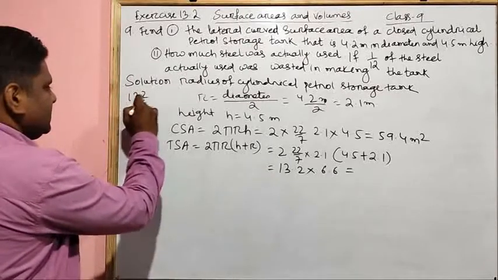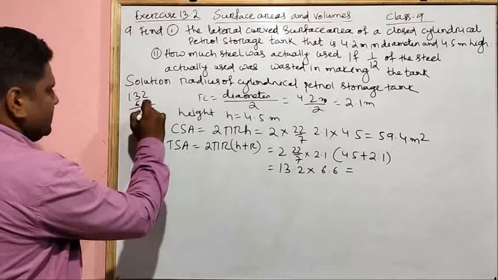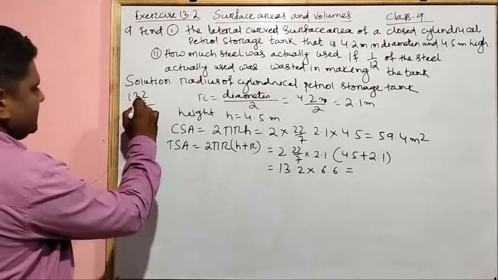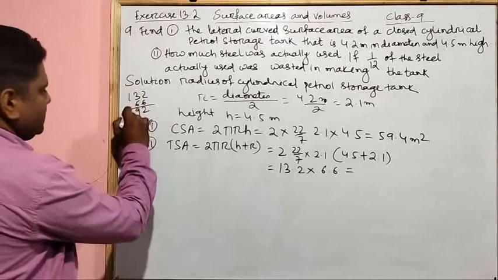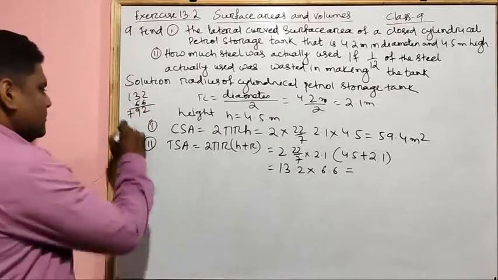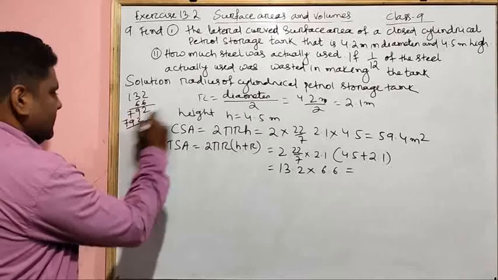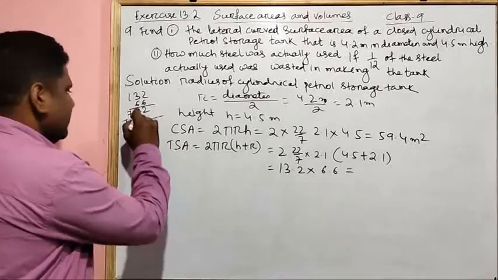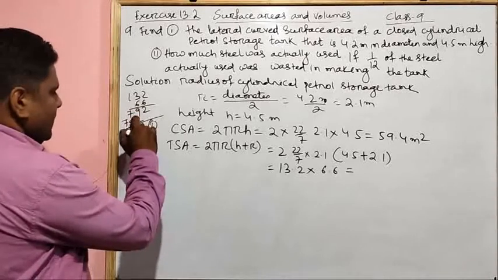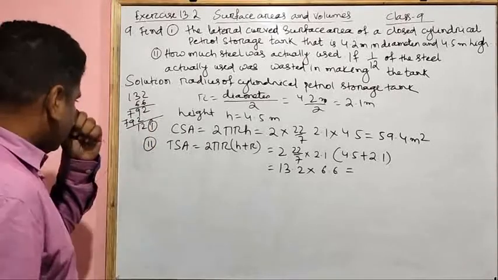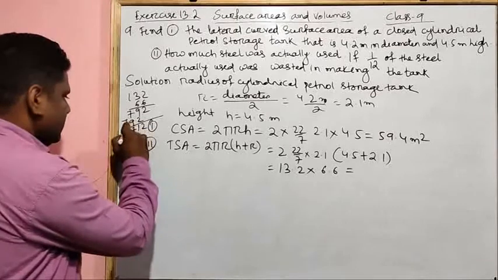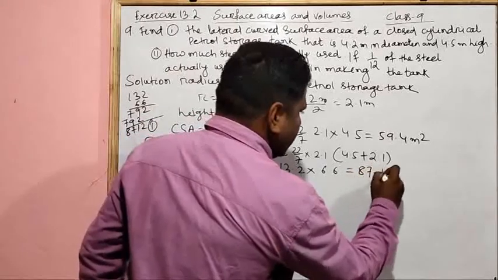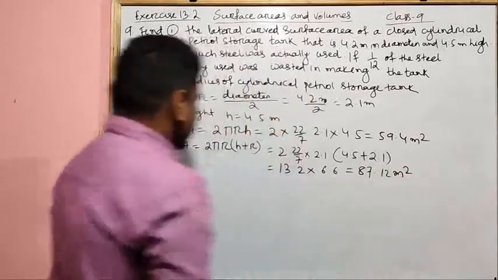132 into 66. 792. Once again we have to write 792 because once again we have to multiply with 6 to this one. It will be 87.12 meter square. It is the total surface area.